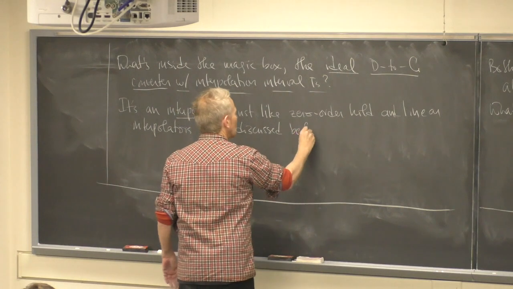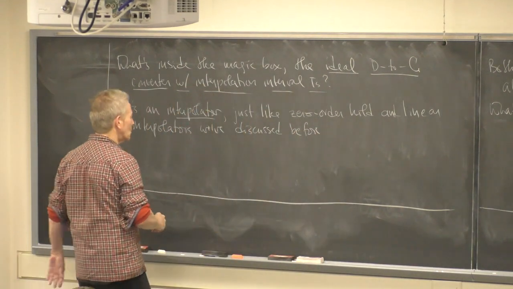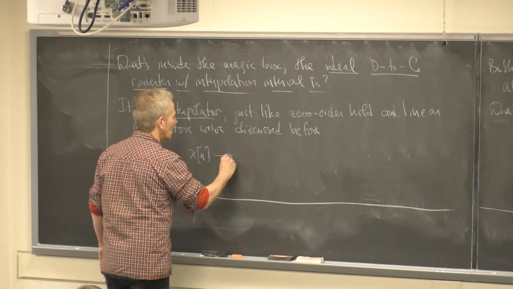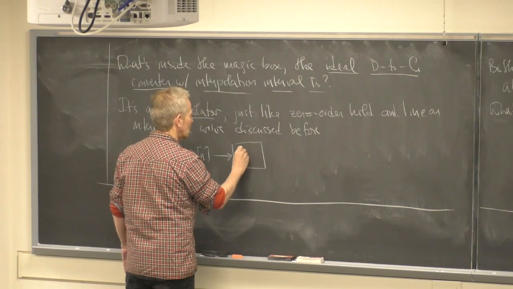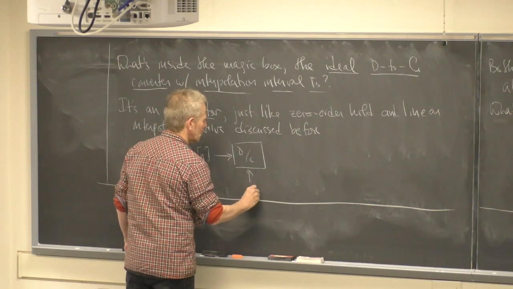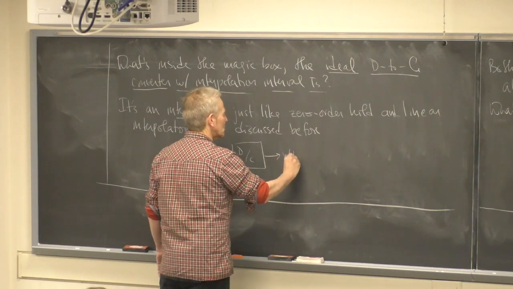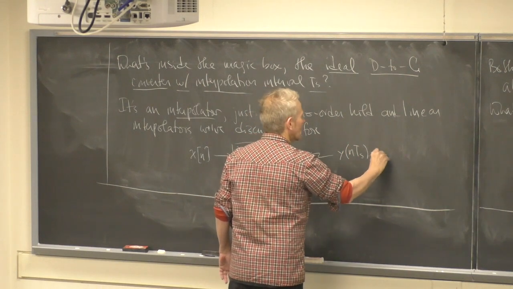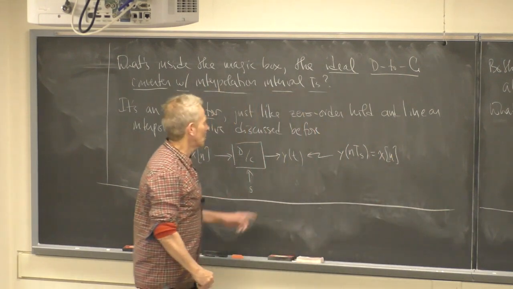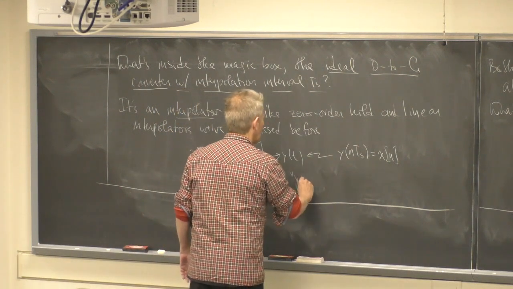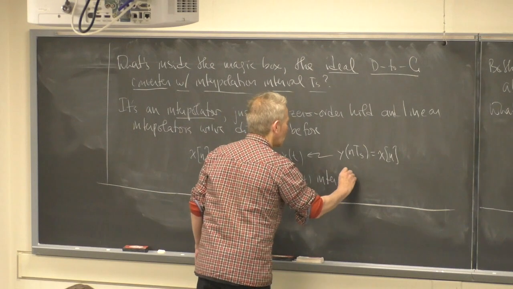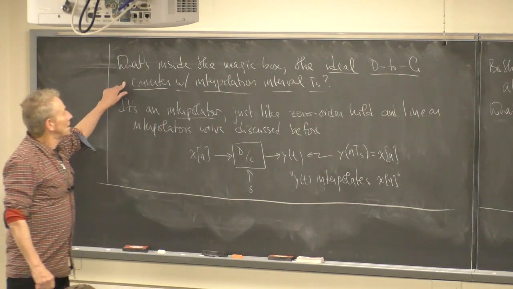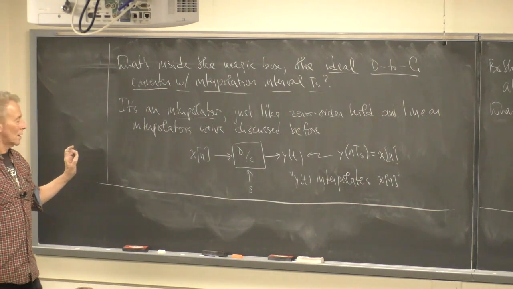What does an interpolator do? It takes the input signal, a discrete time signal, say x of n, and it puts out, so this is going to be our D to C with Ts as the interpolation interval, a continuous time signal y of t, where y of n Ts equals x of n. In other words, y of t interpolates x of n. Now, the ideal D to C does this in a really special way.